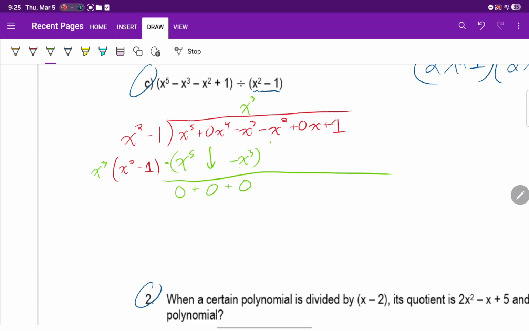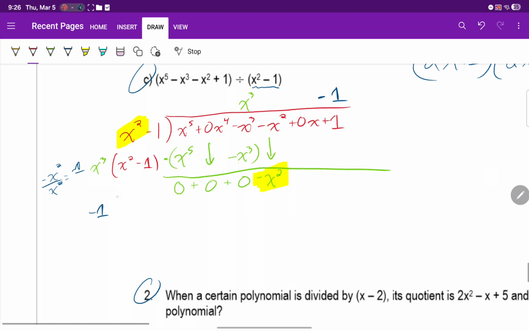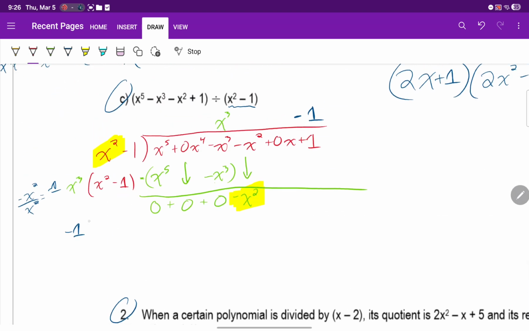I don't have anything to check. I'm going to bring this one down. I get negative x squared. So how many times does x squared go into negative x squared? Well, you could do that over here, negative x squared divided by x squared. It goes in negative 1 times. I put negative 1 in the constant column. And then I times negative 1 by my divisor. What I get is negative x squared, which is perfect, and I get plus 1.